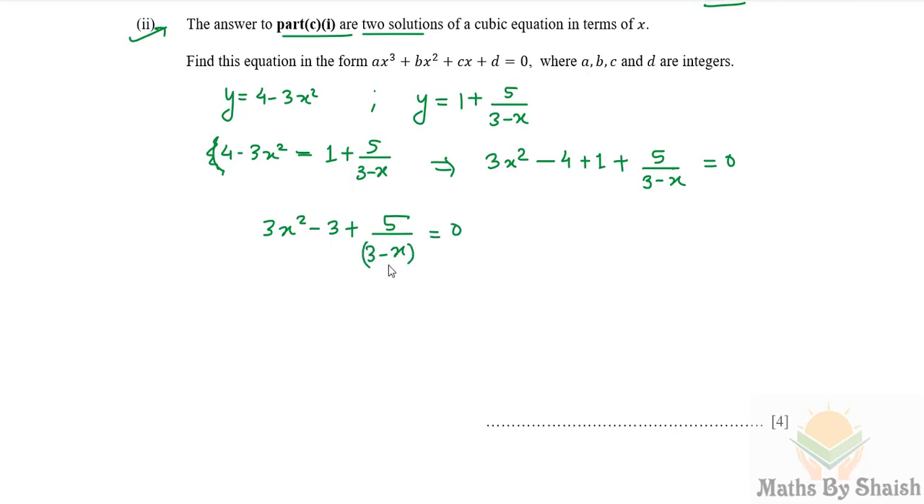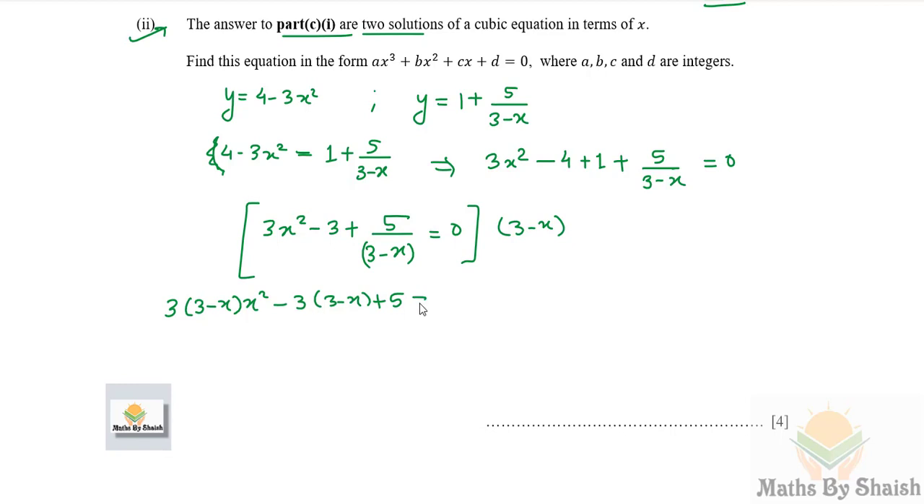Now we take the LCM, or multiply the whole equation by 3 minus x. I'm multiplying the whole equation by 3 minus x. We will get plus 5, because 5 into 3 minus x upon 3 minus x would be cancelled, so we are left only with 5 equals 0.